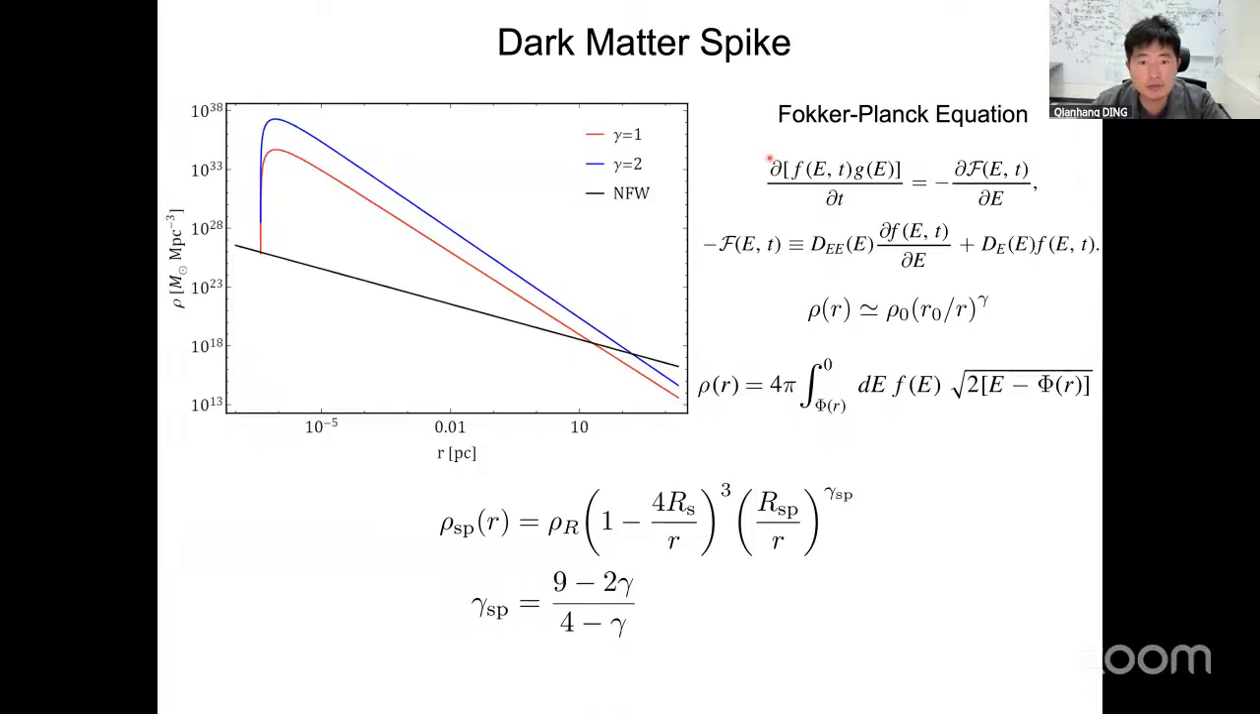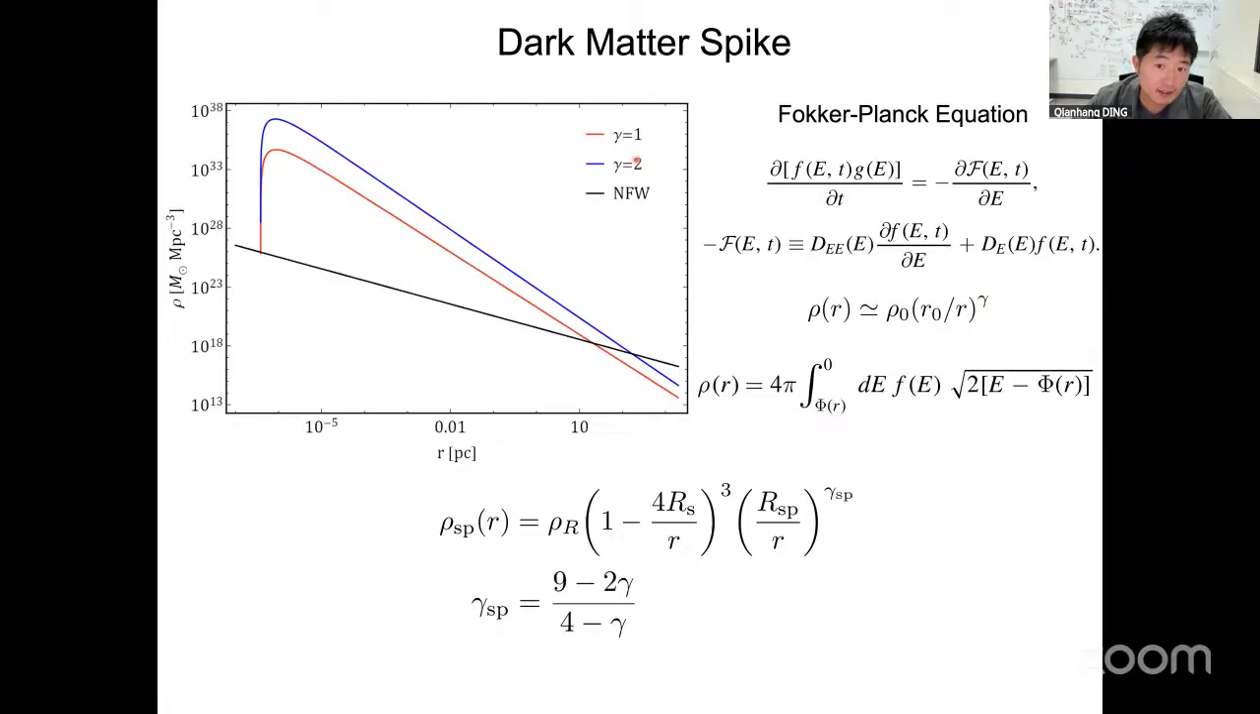The dark matter spike was proposed almost 20 to 30 years ago by Joseph Silk and Gondolo. Its basic idea is to solve the Fokker-Planck equation in the strong gravitational potential around the supermassive black hole, which gives us such a dark matter spike density profile. Here there is a very important quantity, gamma. Gamma spike describes the power index of the dark matter spike, and is related to gamma, the dark matter halo power index.